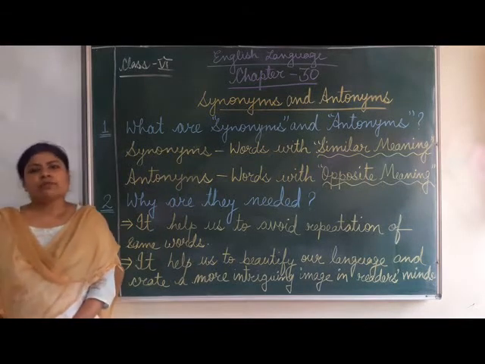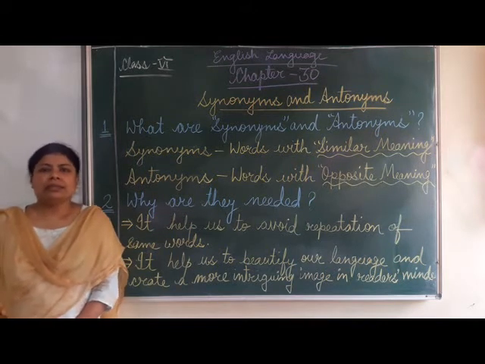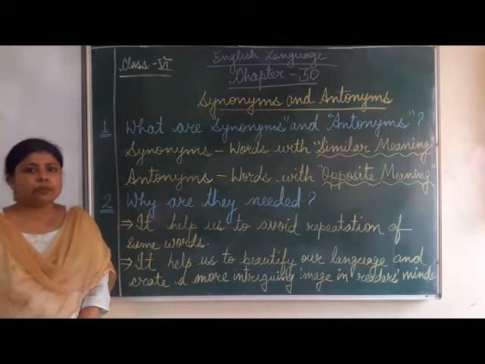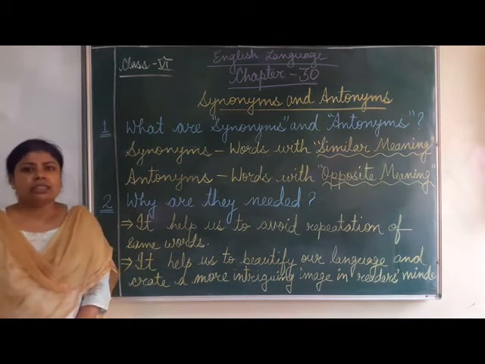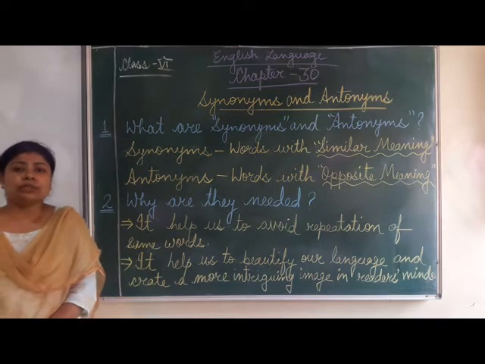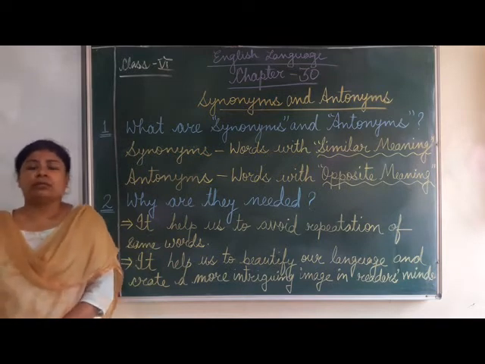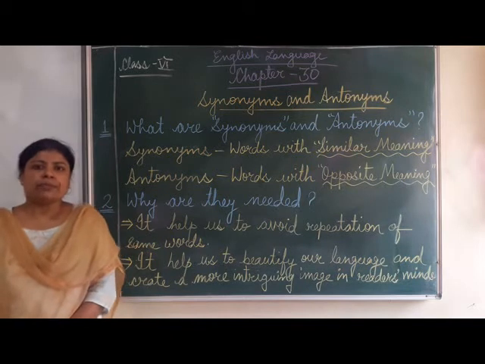So students, today we are again going to start something from the language section, and it is chapter number 30 from your book. The name of the chapter is Synonyms and Antonyms. Now you will think, what is so important to describe about synonym and antonym? Because many of you must be knowing what are synonyms and antonyms.